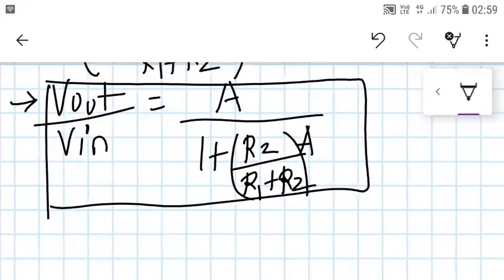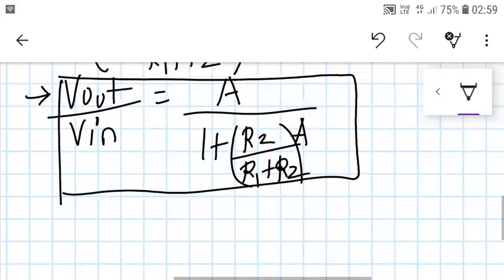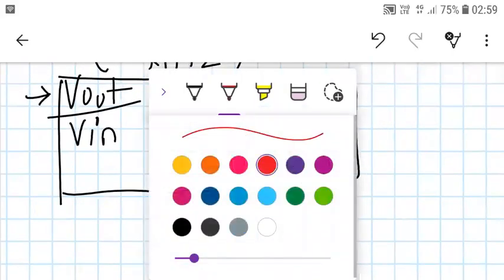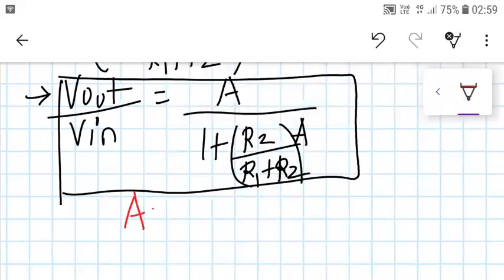But as we know, for the op-amp, A is the open loop gain. So basically over here, A is called the open loop gain.